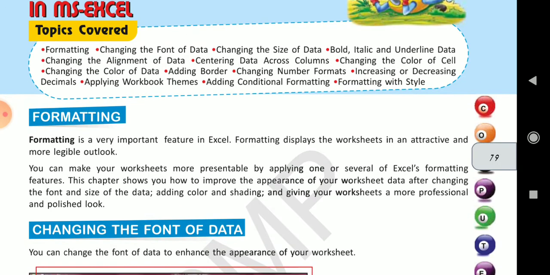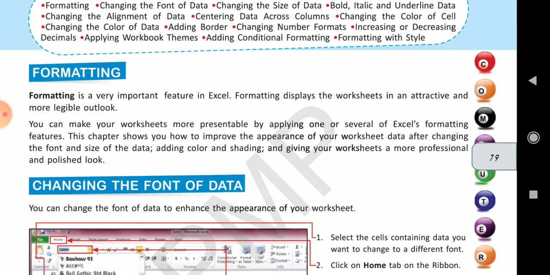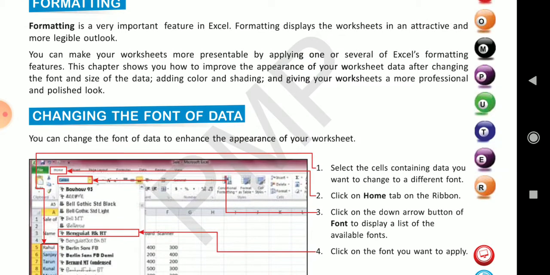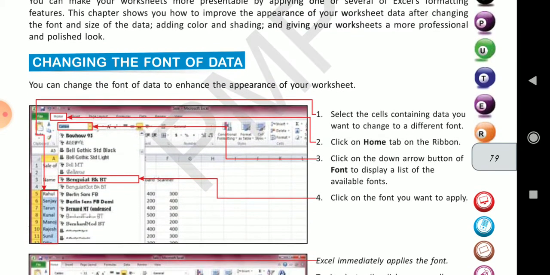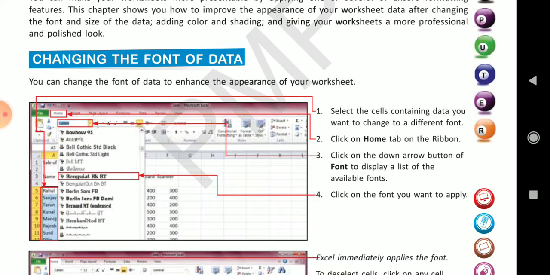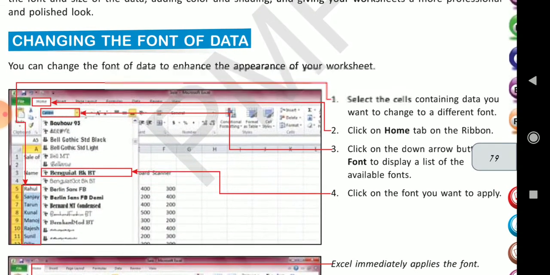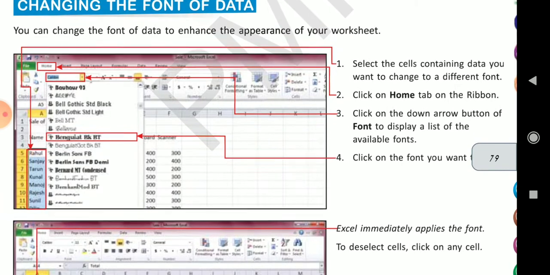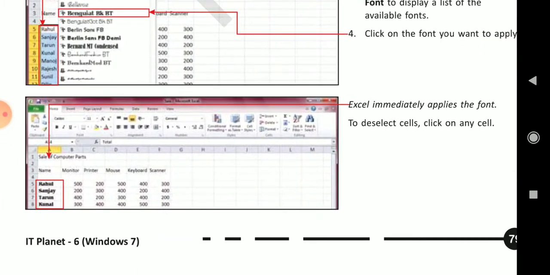Formatting is a very important feature in Excel. Formatting displays the worksheets in an attractive and more legible outlook. In this chapter, changing the font of data: you can change your font also. There are different fonts given over here, and with the help of that, you can change the font of the text in the cell.